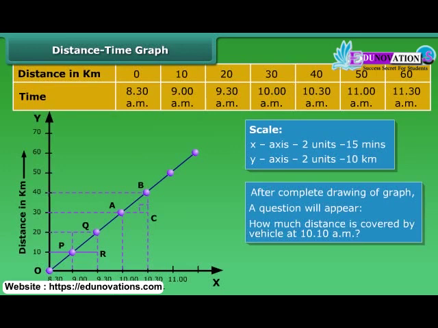Join all the points on the graph to get a linear distance-time graph, which shows that the vehicle is moving at a constant speed. From this graph, we can calculate the distance covered by the vehicle at a particular moment. We can calculate the time at a particular distance from the starting point. In the same way, we can calculate speed also.